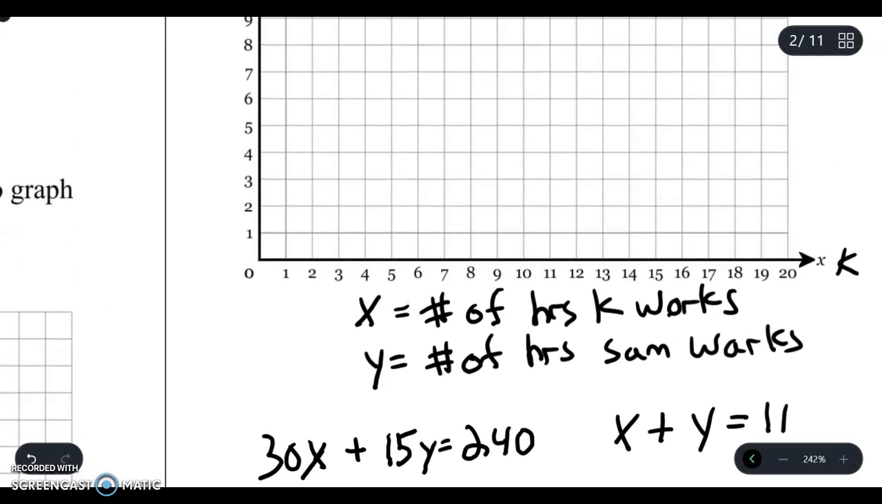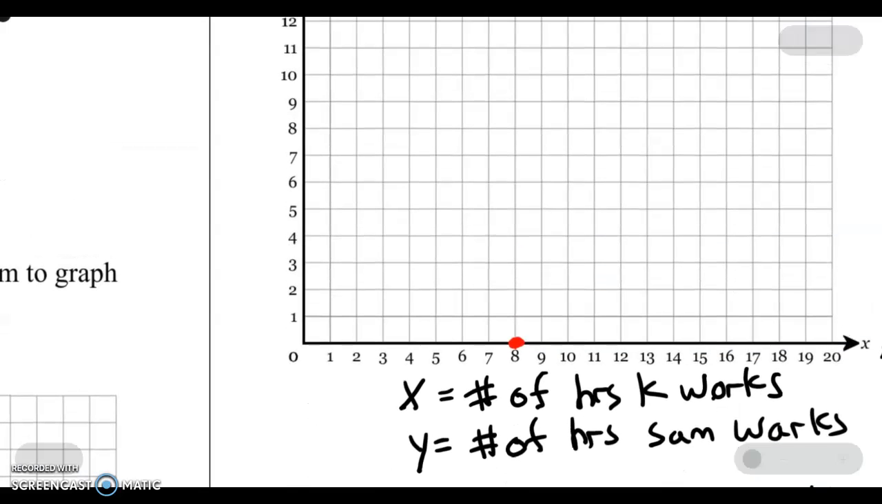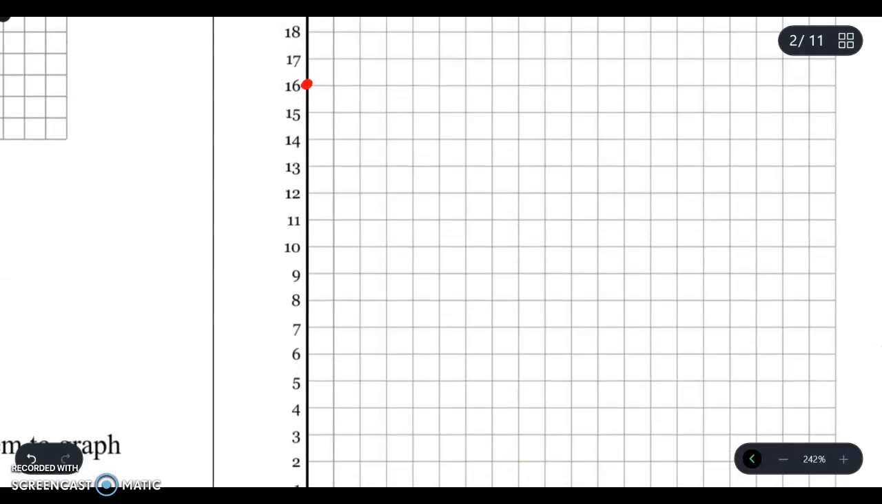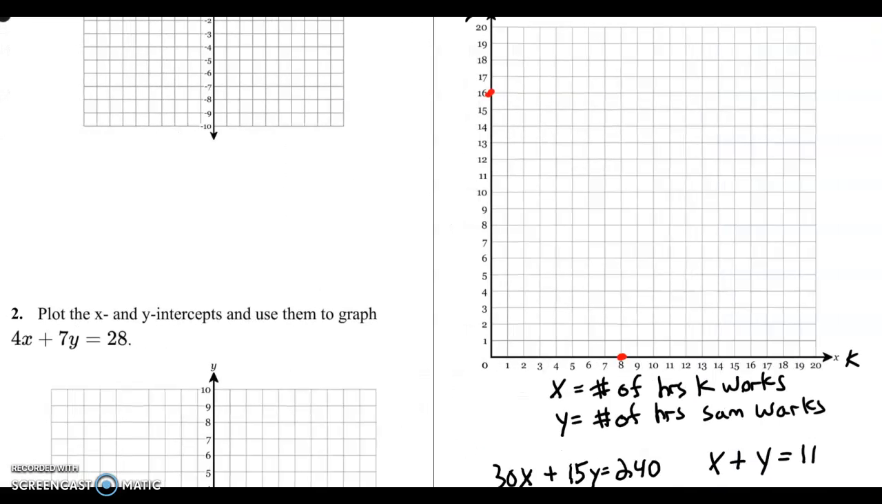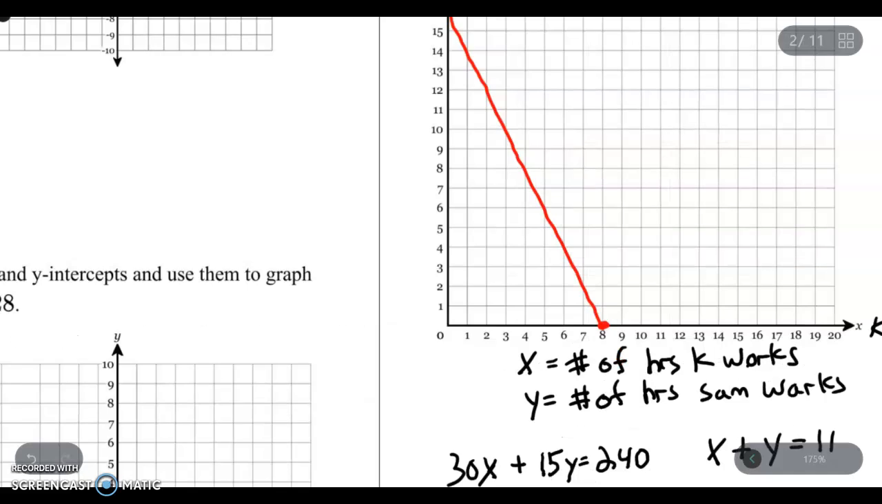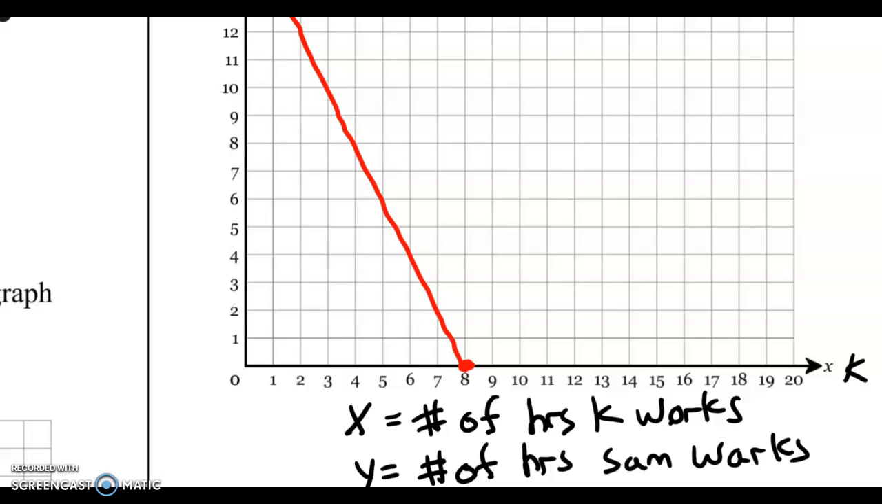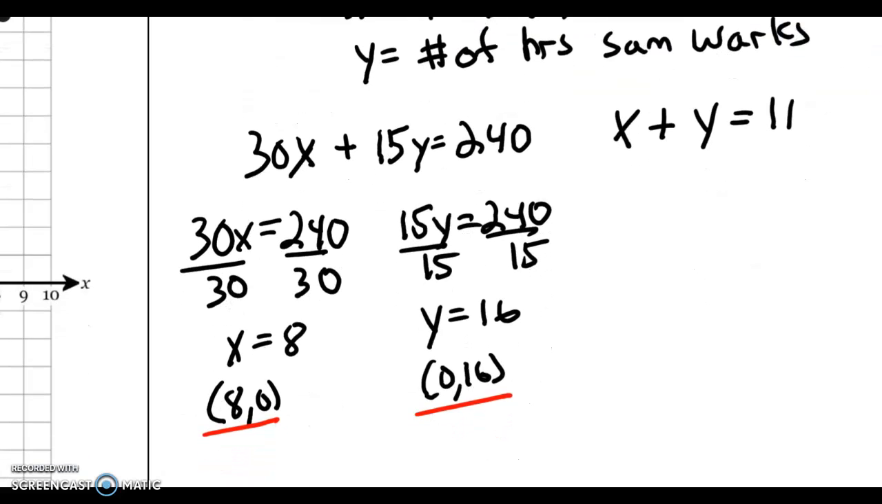So (8, 0): come down here and make a point, and go up to 16 and make a point. I'm going to shrink it a little bit so we can make this work, and draw a line between those two points. Alright, so you've got one line. On Delta Math, it'll be a lot easier because they make the lines for you. Now we're going to do the same thing over here.